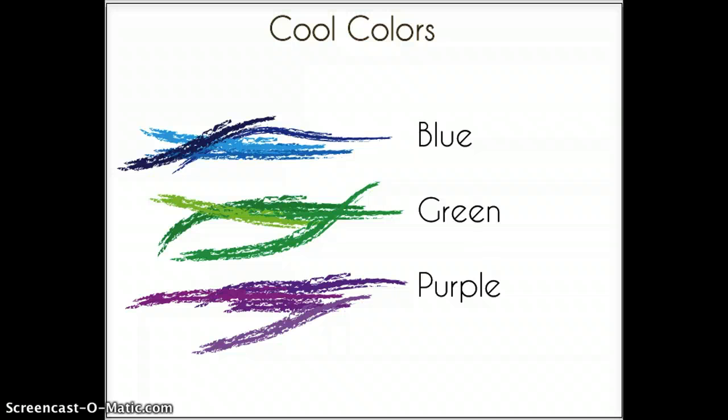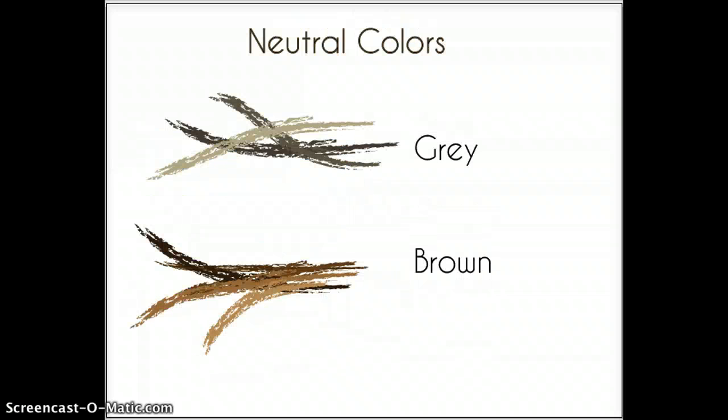Alright, next we're going to talk about neutral colors. These colors are gray and brown. Now these colors don't really evoke emotion, which is pretty self-explanatory in the name as well. Neutral colors. So these are the three groups of colors that I was going to talk about.